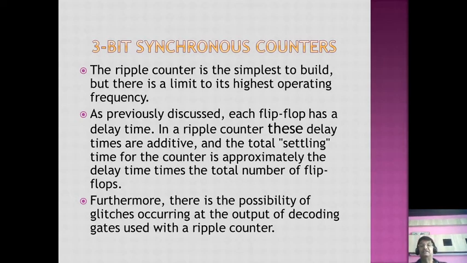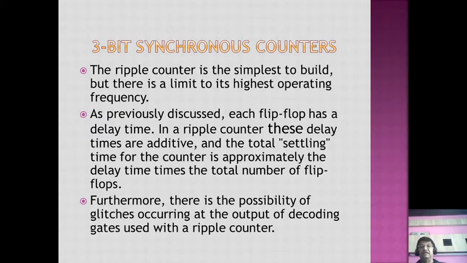As previously discussed, each flip-flop has a delay time. In a ripple counter, these delay times are additive, and the total settling time for the counter is approximately the delay time times the total number of flip-flops. That means settling time is very large. It increases as the number of bits increases, as the number of flip-flops increases. Each flip-flop propagation delay time is additive.